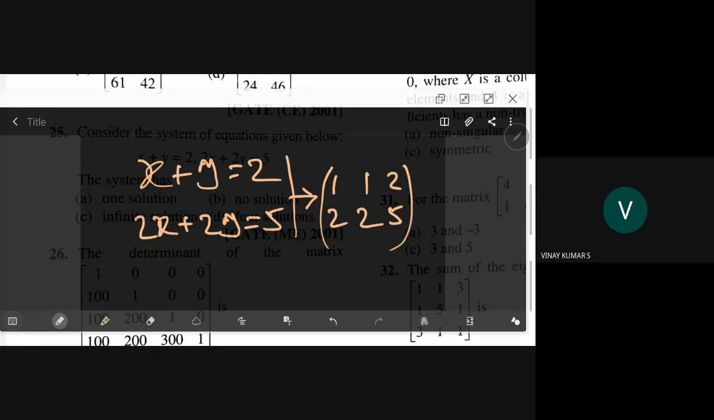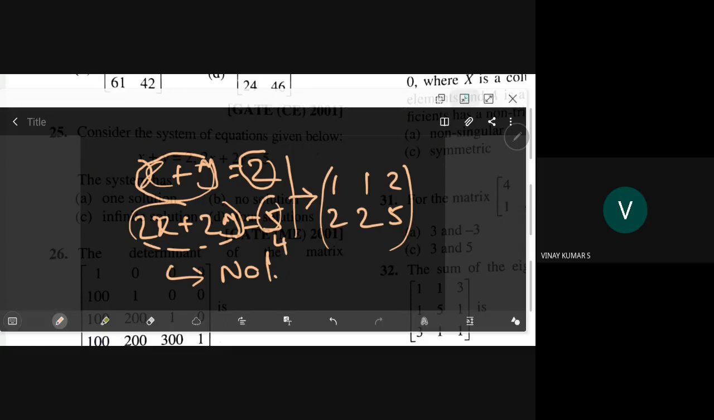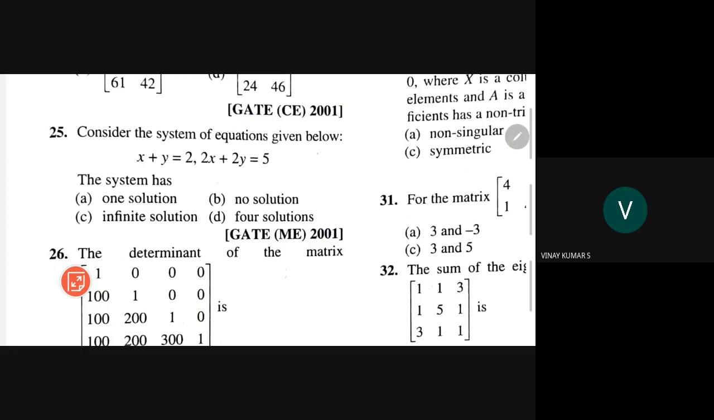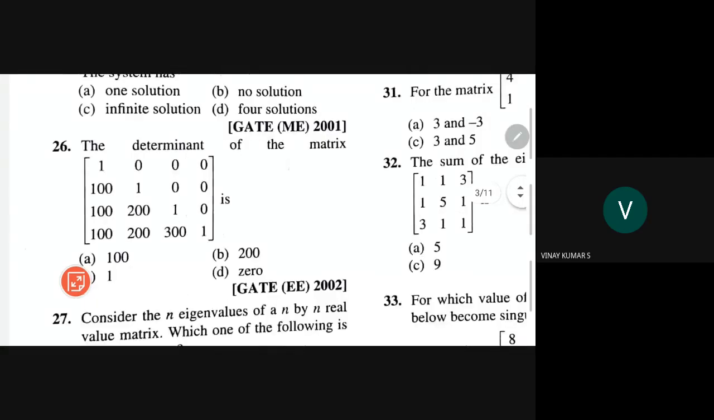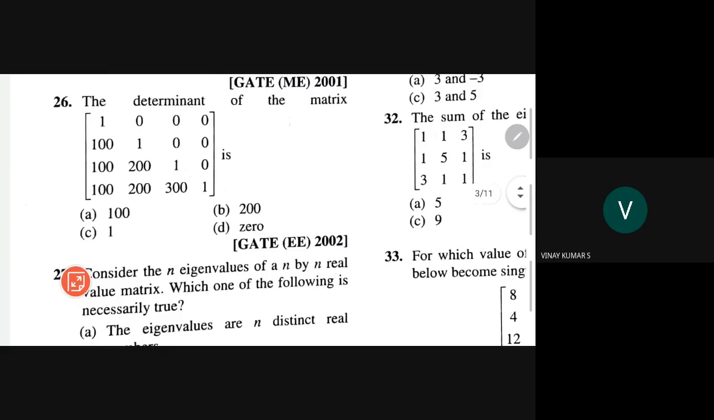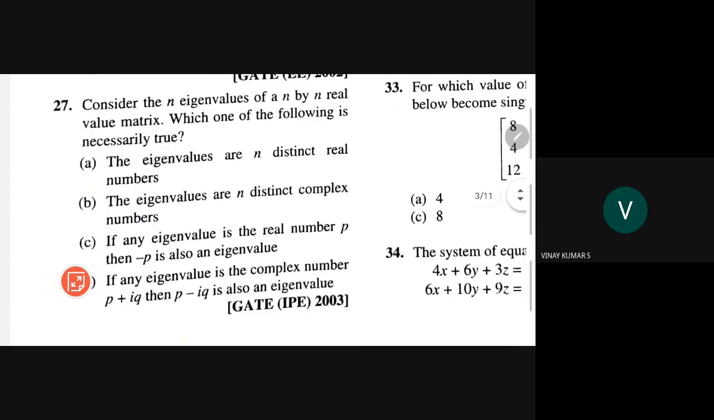It is straightforward that the problem has no solution, because if you multiply the first equation by 2, the right hand side must be equal to 4. On the other hand, you are getting 5. So no solution is the answer here. Right. Next, the determinant of this matrix, it's a straightforward one. It is 1. 27.